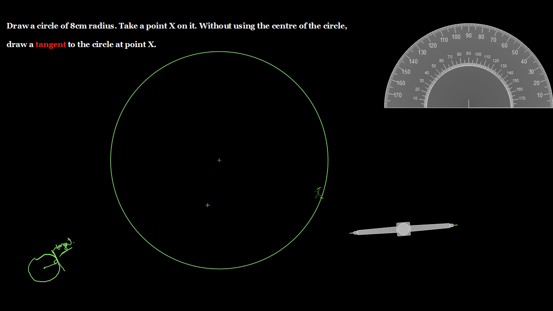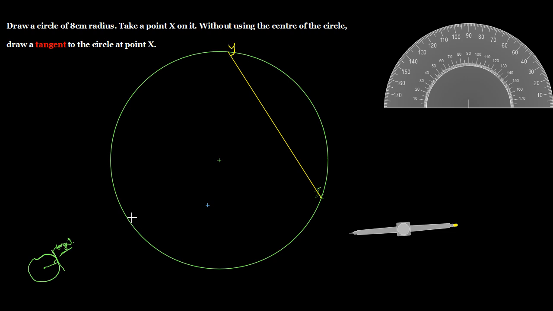So what we'll do is, before we do all that, we'll try to draw a chord from X. So let's draw a chord from X, and we'll put that as Y. So that point is Y.